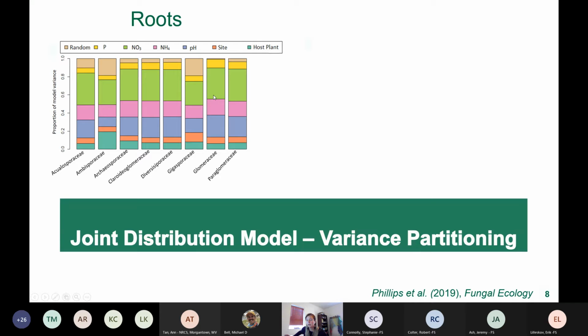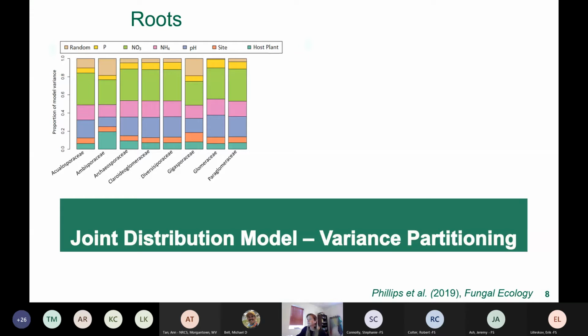And this to me suggests that the selectivity of the host plant and fungi in initiating these mutualisms really depends on soil nitrate. And that was interesting in comparison to the soil data, which really just showed kind of a contrary result, that phosphorus was really important in determining the abundance of all of these families.